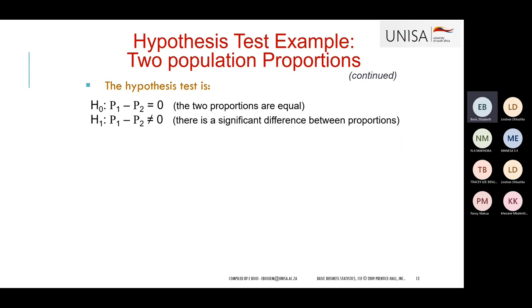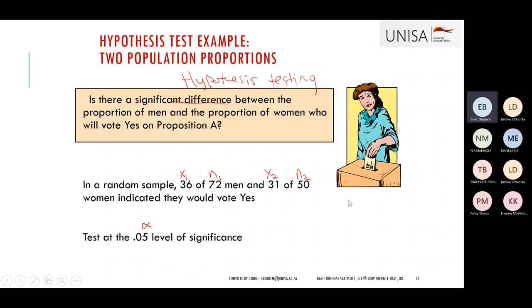The first step is to state the null hypothesis and alternative hypothesis. The null hypothesis says there is no difference between population one and population two. It means that both proportions are equal. My alternative will state the proportions are not equal. The reason I'm picking two-tailed, not equal, is that in the statement they didn't say men are more than women or women are less than men, or anything like that. They didn't give you those clues that you can use in your hypothesis testing. Here it's just a general, equal or not equal.